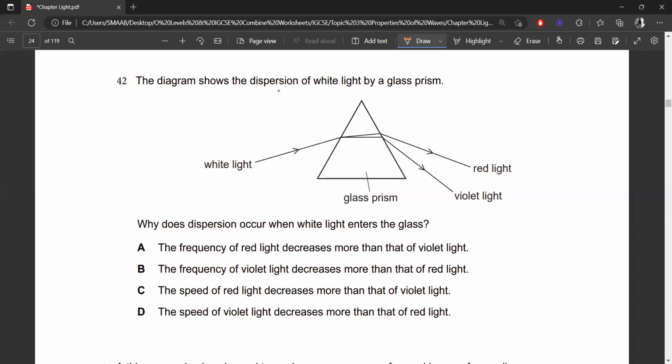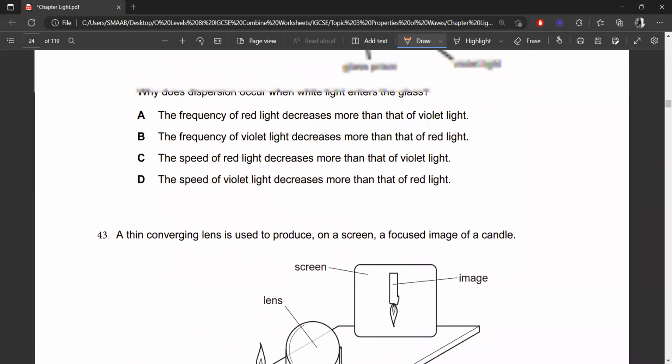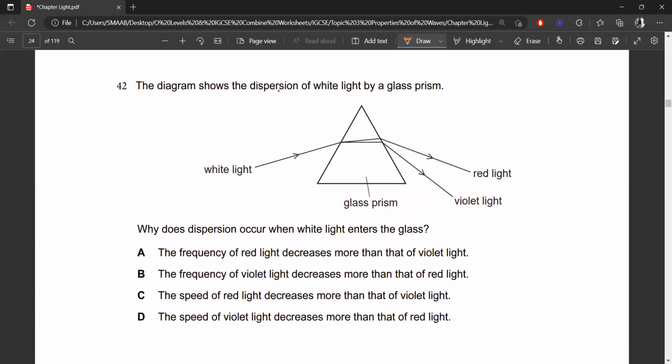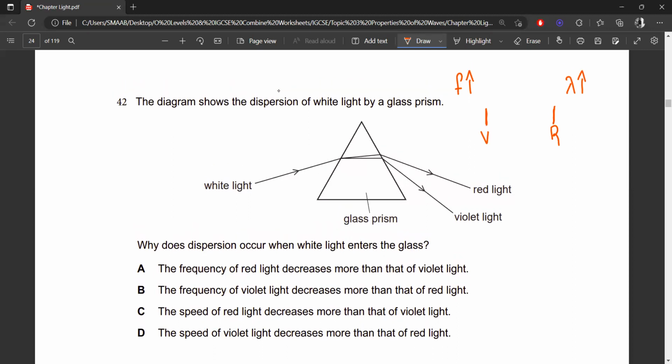So violet color is on the left in the visible region, and red color is on the right. When we are moving on the left hand side, we are working with increasing frequency, and if we are moving on the right hand side, wavelength will increase. So option B is not possible, that the frequency of violet light decreases more than that of red light. The frequency of violet light is always greater than the red light.